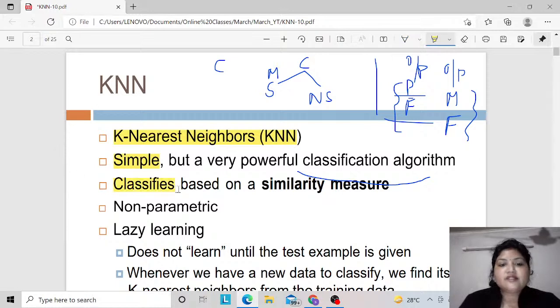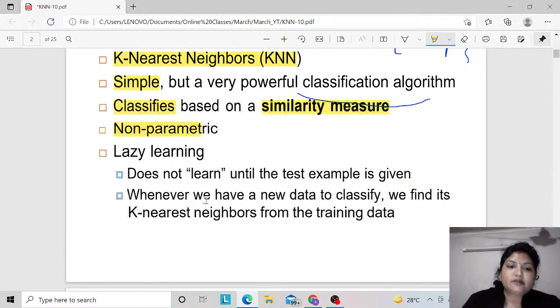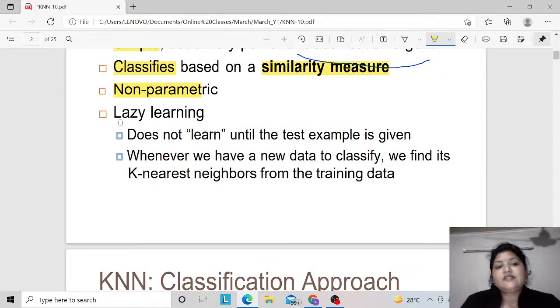So let us see how it works. It classifies based on similarity measure. Whenever we have similarity among the data points, we may classify a particular point based on the pattern: this data point falls under this group, and the other point is classified under the next group. It is also non-parametric. Next is a very important point: it is a lazy learning algorithm, which does not learn until the test example is given.